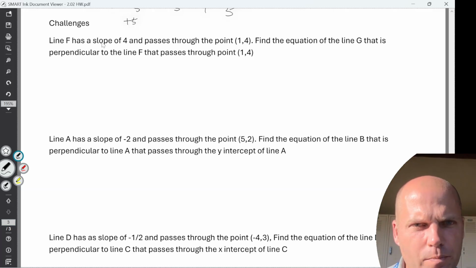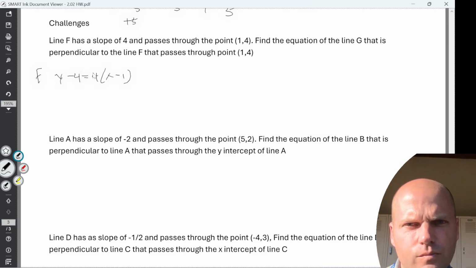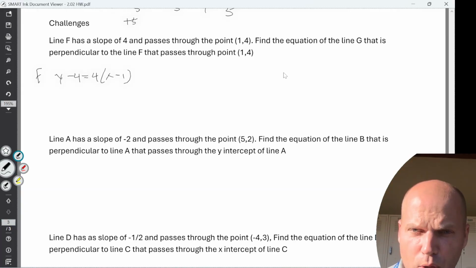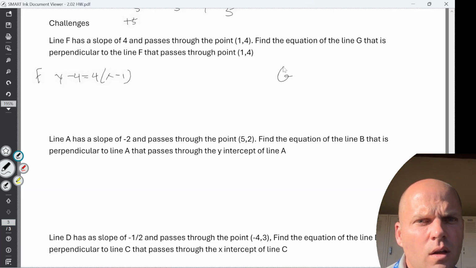Line F has a slope of 4 and passes through the point 1,4. Here's the equation for line F: y minus 4 equals 4 times x minus 1. Find the equation of line G. Line G is perpendicular to line F, and it passes through the point 1,4. Oh, that's easy. This is easy.